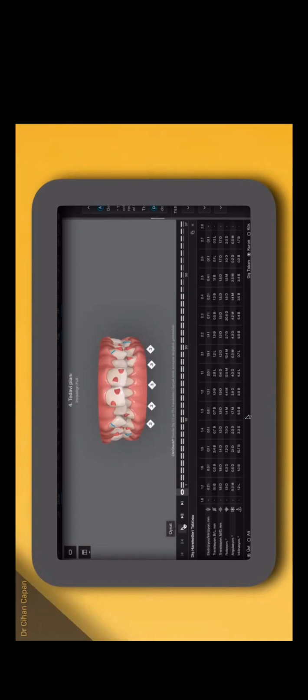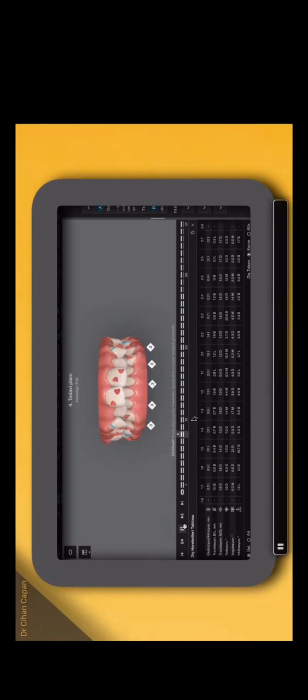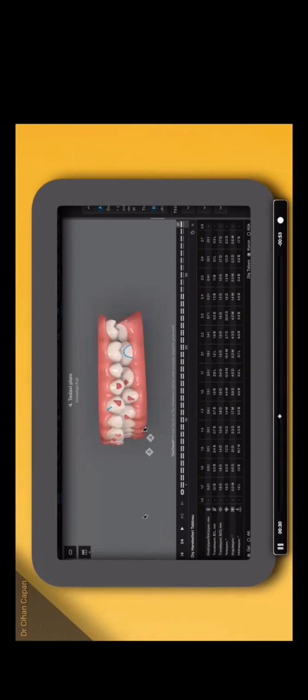So let's look at how the ClinCheck is. I used precision cuts because it's not a class 2 division 2 case. As you all know, in class 2 division 2 cases, it's better to use button cutouts because it nurtures the intrusion effect of the aligners. And you can see the interesting thing: I didn't use any attachments on 7 and 6 on the right side. I always use button cutouts on the lower. And on the left side, I didn't use any attachments on 7, 6, and 5.